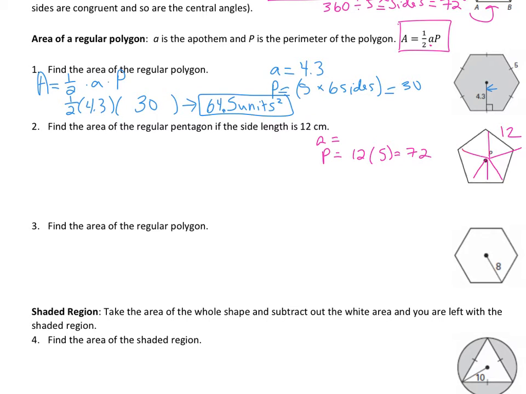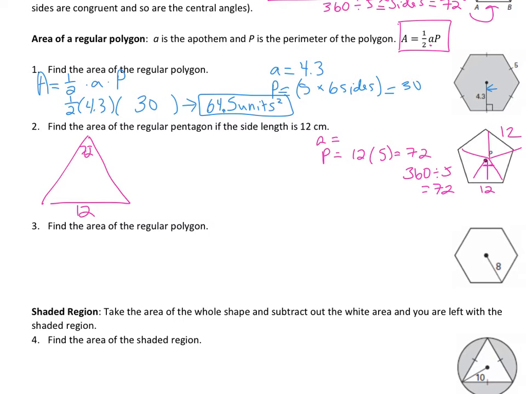Remember, it's really divided up into 5 equal triangles. So we're going to draw one of our big triangles right here. We know the side length is 12, so that's down here. And we need to figure out what that central angle is going to be. So we need to take 360 and divide it by 5, and we get 72. So up here we've got 72 for that central angle.